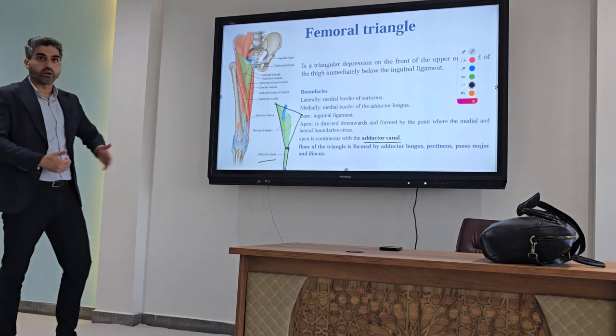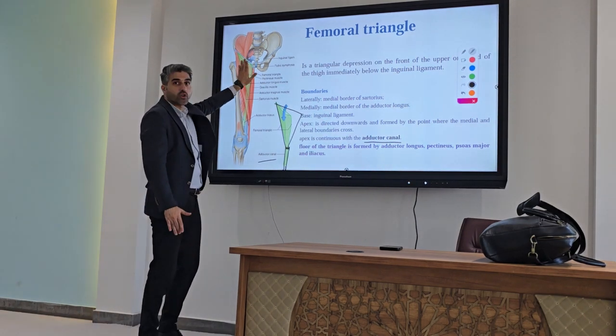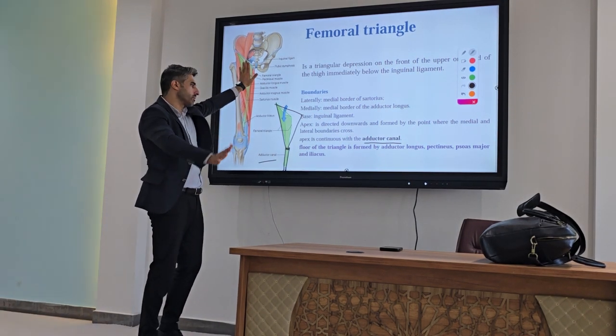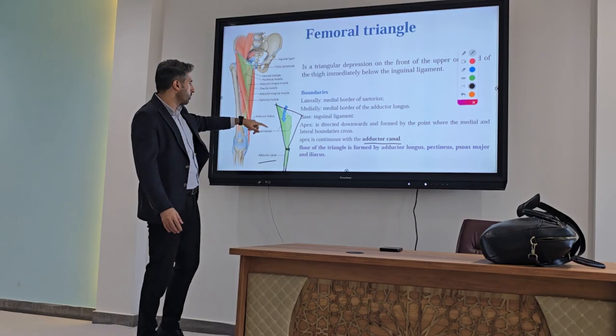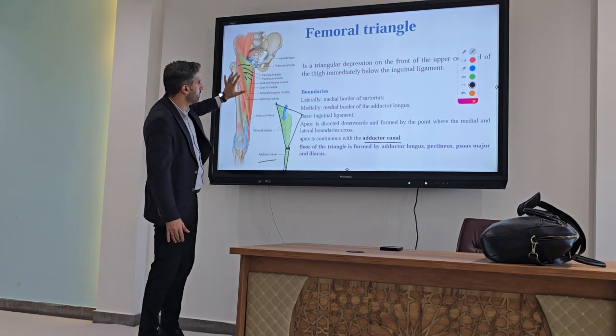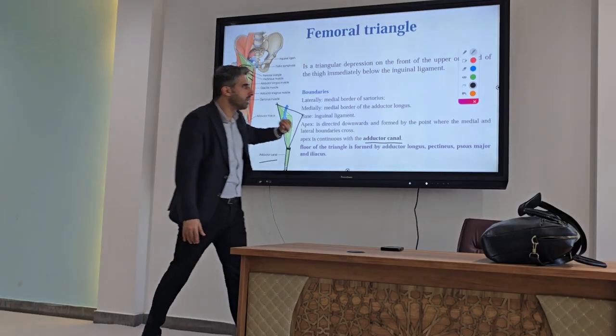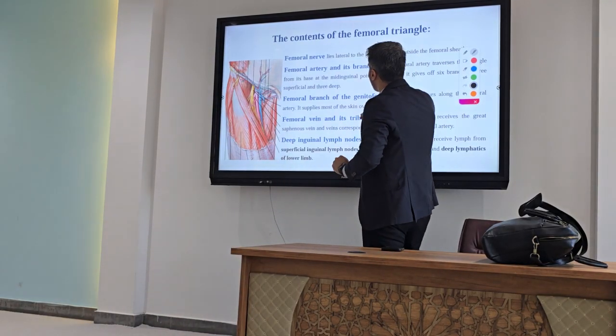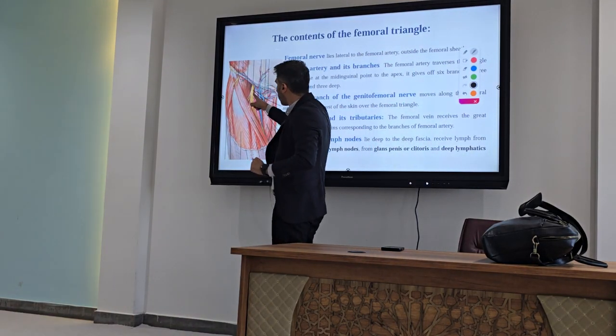What is the floor of this triangle? Some muscles, pectineus and psoas major, make up the floor of the triangle. The contents, I told you: femoral nerve, femoral artery, femoral vein.